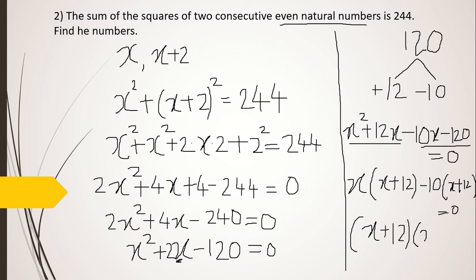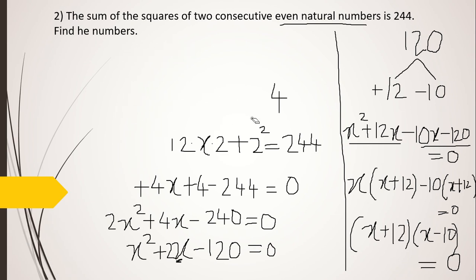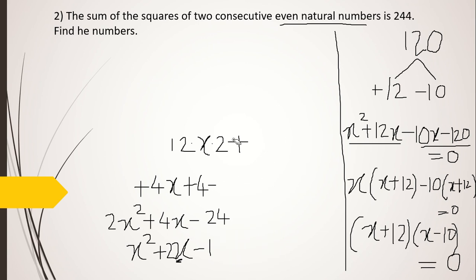Now I don't know if you realize this. What factors we had got there, same thing we are getting here after solving, right? x plus 12 and x minus 10. So therefore x is equal to minus 12 or x is equal to 10. So we have got the value of x to be x is equal to minus 12 or x is equal to 10.